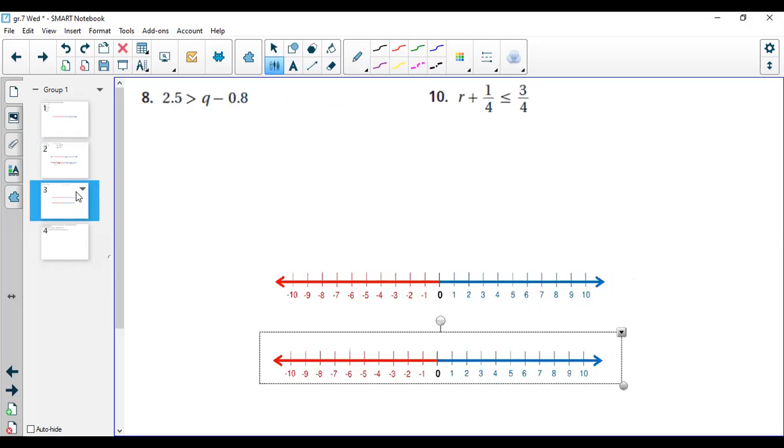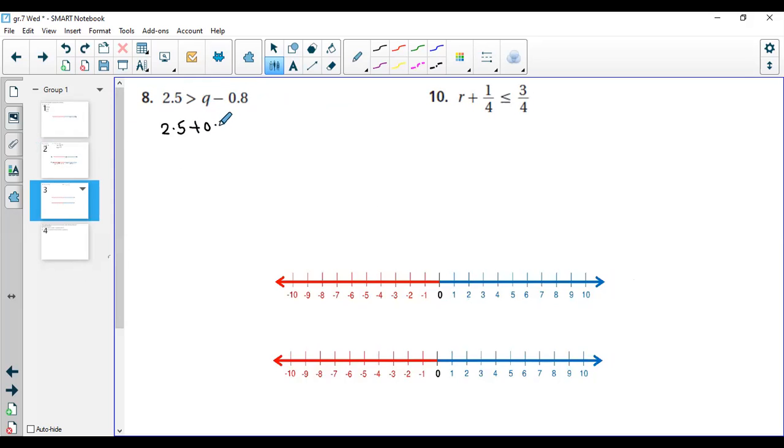Fine. Let's move to question number 8. So this question says 2.5 is greater than q minus 0.8. So here q minus 0.8 means we need to remove it, so that becomes a plus 0.8. So 2.5 plus 0.8 is greater than q, which means how much is 2.5 plus 0.8? That's going to give you 3.3 is greater than q.